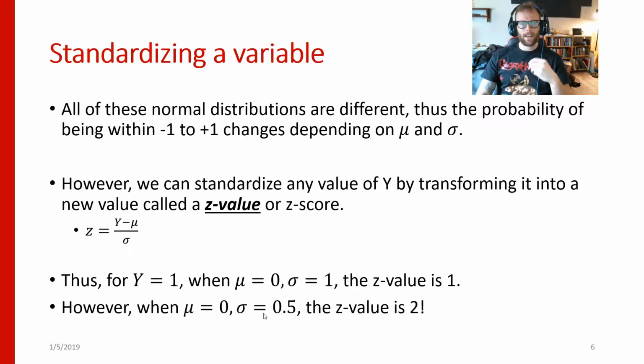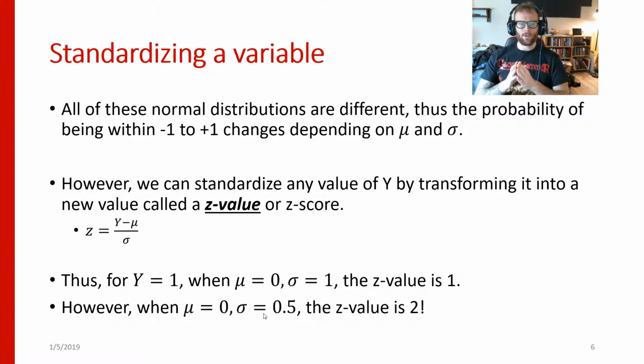Okay, so we can take any given distribution based on its mu and sigma, and then we can look at any different score and calculate the probability associated with that value. So all normal distributions are going to be different. We said that the standard normal distribution has a mu of 0 and a sigma of 1, but mu and sigma could really be anything.